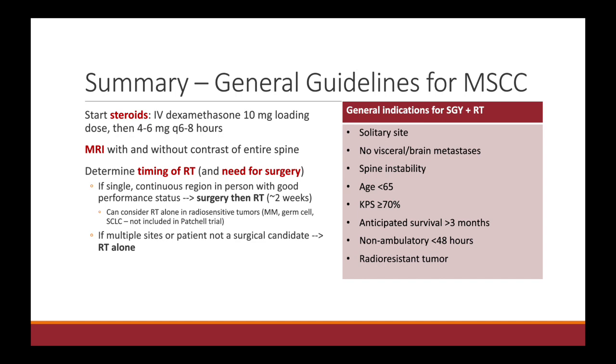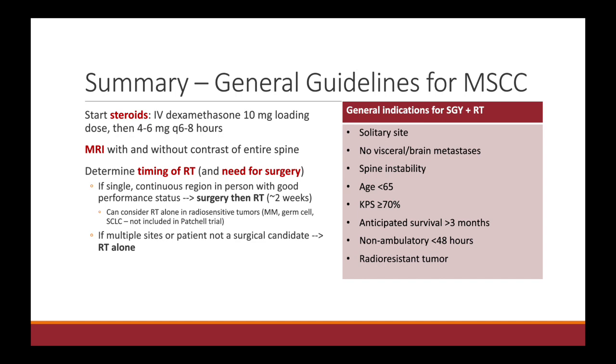We also want to obtain a full MRI of the spine with and without contrast. Now, if you see cord compression on a CT scan, don't wait to start the steroids. Start the steroids and then get the MRI, which can take a little bit of time for the patient to actually get. Once we have the proper imaging, it's time to determine the timing of the radiation. So all these patients we know are going to benefit from radiation. The question is just, do they need surgery beforehand?